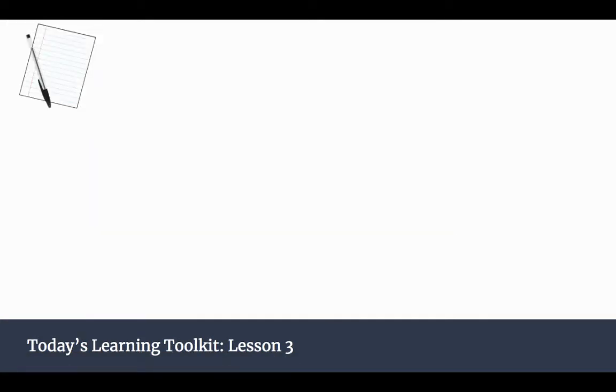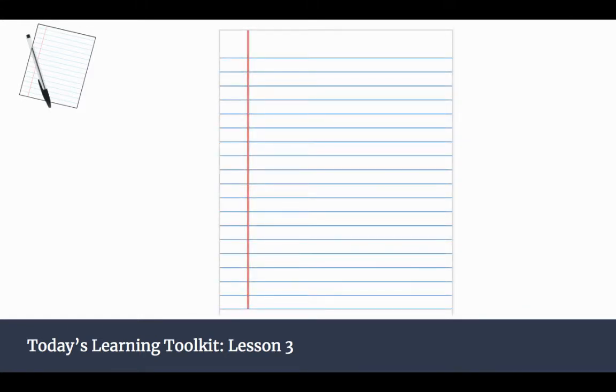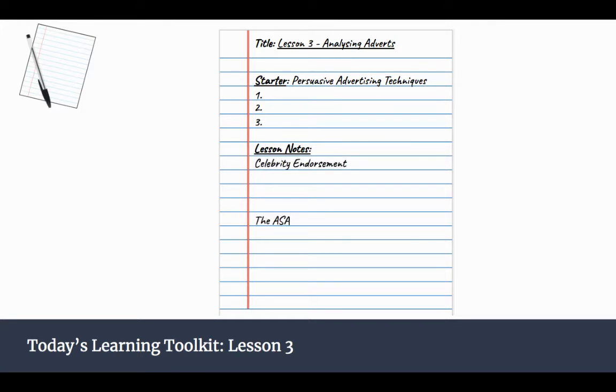Right, let's move on. So for today's lesson to be successful, again, you need to make sure you are using a pen and paper. On that pen and paper, there's a specific structure I want you to follow. So can you make sure you have the title, which is lesson 3, analysing adverts. You have space for your starter, okay, and 3 points for your starter. Also, I'd like you to make some lesson notes, and there are 2 subheadings. One is celebrity endorsement, and the other is the ASA. So you need to grab a pen and paper now. You need to copy this piece of paper in front of you, all those elements for today's lesson. Please pause the video and get that done.